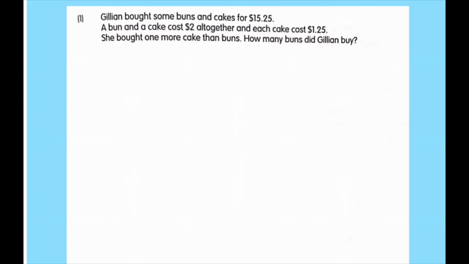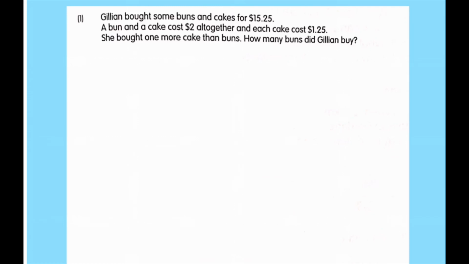Jillian bought some buns and cakes for $15.25. A bun and a cake cost $2 altogether, and each cake cost $1.25. She bought one more cake than buns. How many buns did Jillian buy?